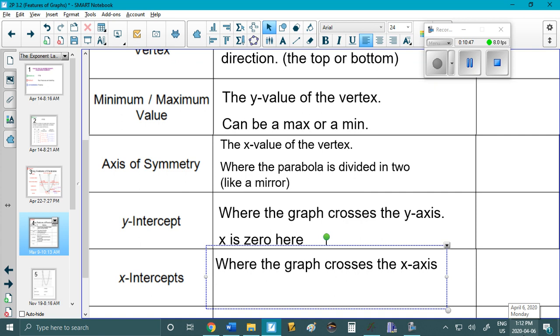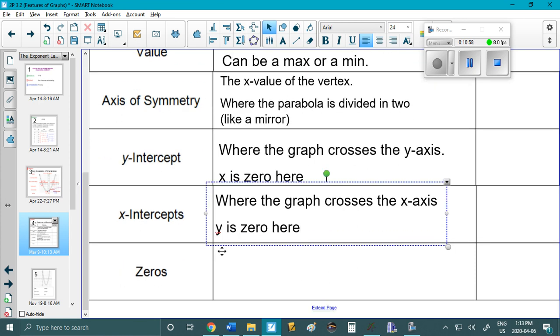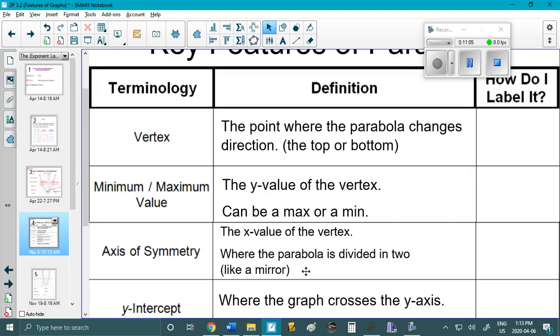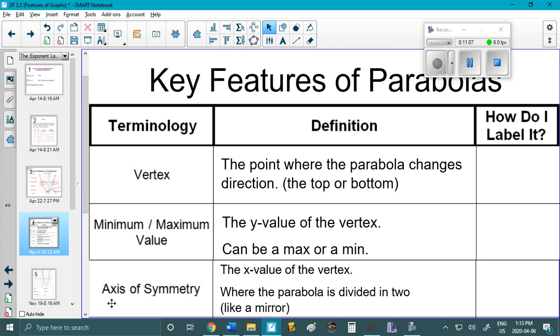And remember, you can pause the video. You don't have to keep up with my pace. So where the graph crosses the x-axis, and I'm going to say y is 0 here. I'm going to spell here correctly. And then for the last one here, the zeros, same as x-intercepts. Okay, now let's go up here to how do you label it.